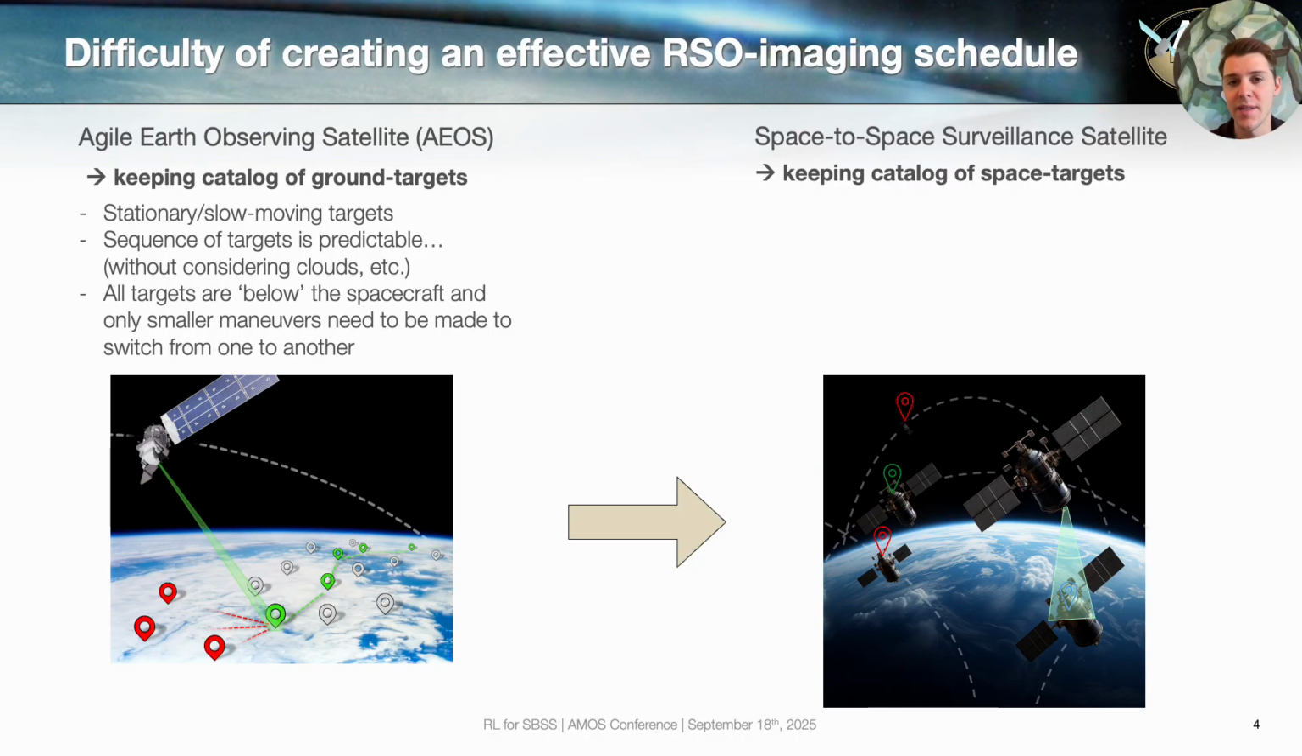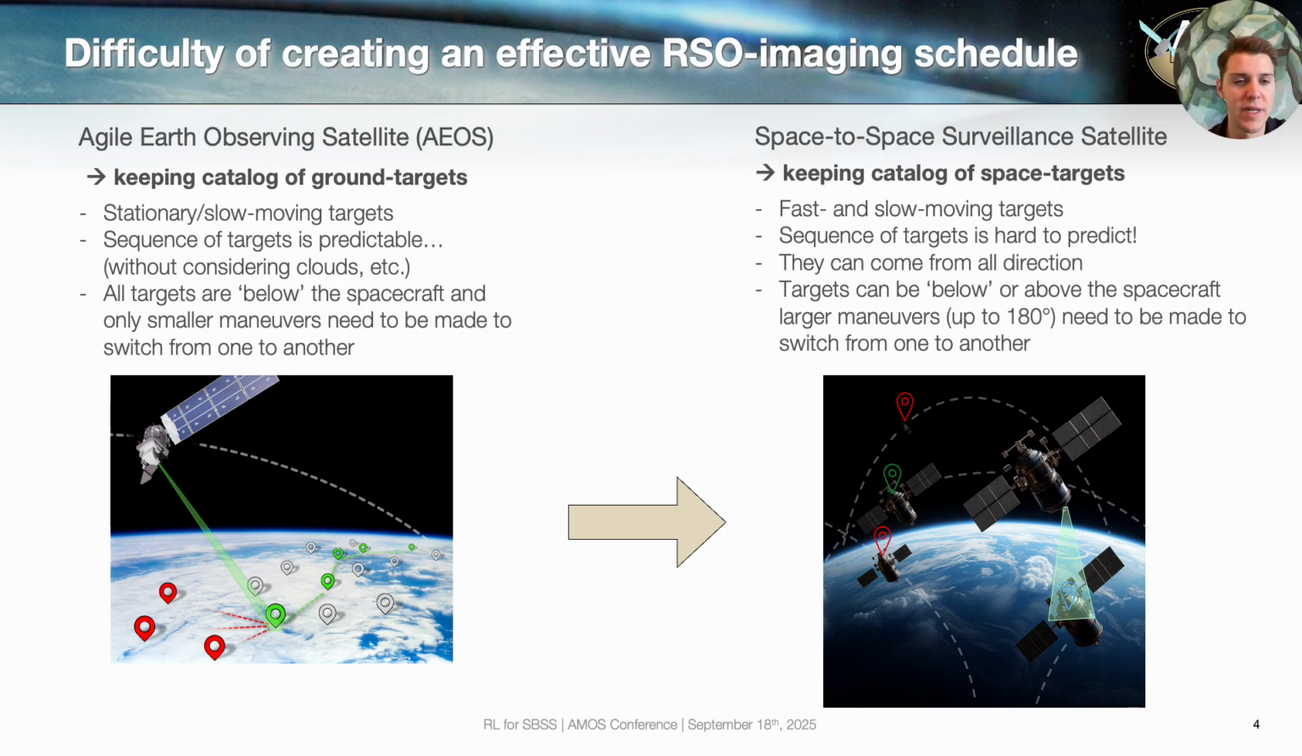If we now want to convert this into an RSO imaging schedule, we want to keep a catalog of space targets. Here it is much more challenging because there are faster moving as well as slow moving targets depending on the relative orbits. The sequence of targets is much harder to predict in terms of which ones you should be pointing to, and they can come from all directions: from behind you, above you, the sides, etc. So you might have to do attitude maneuvers that cover 180 degrees, and you have to be quite agile with that.